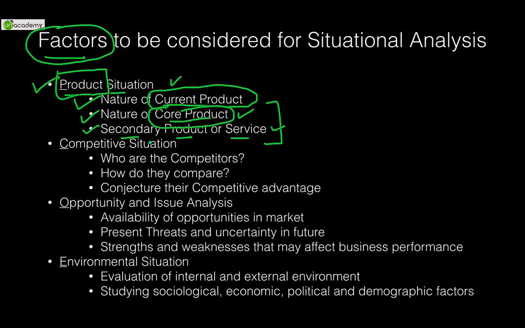The second important factor that we consider is competitive situation. This competitive situation is a little different from our own competitive situation. Here we decide about our competitors' strategy, what the competitors think. So, think of it from the opposite point of view. The first question we ask ourselves is: who are our competitors? The second question is: how do they compare? A very important aspect. How do our competitors compare?